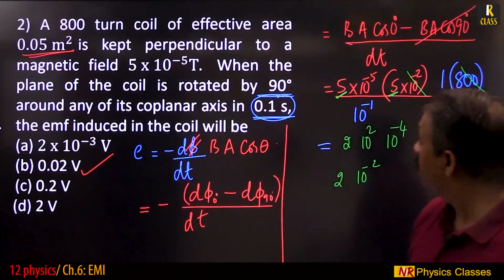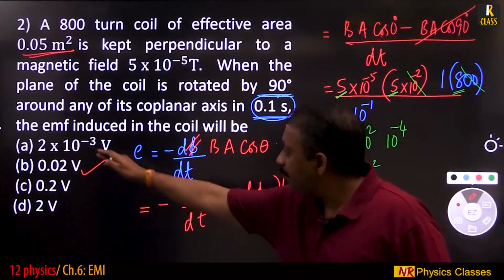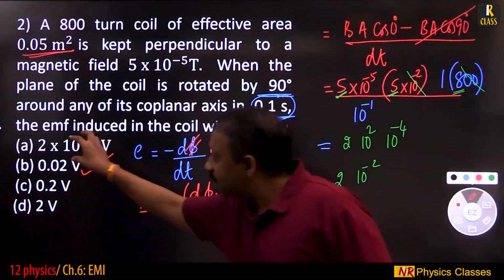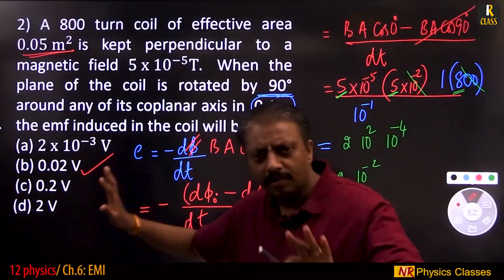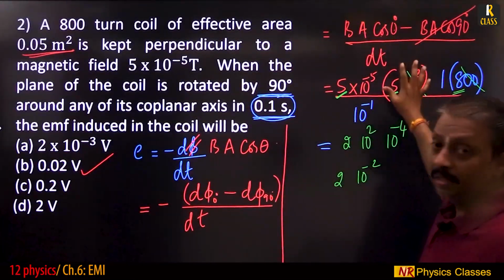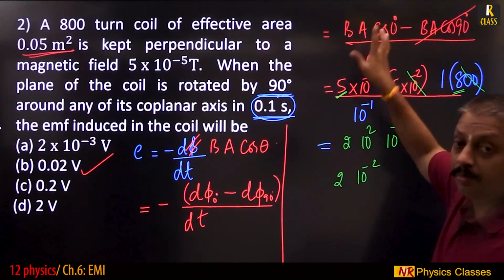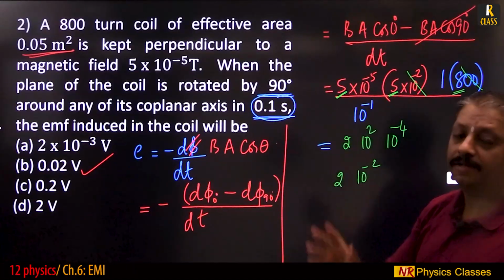Don't worry about this negative sign, because in any of the options there is no negative sign. If you see that there is no negative sign, comfortably try to solve. Don't worry about the sign. But this sign, yes, we want, because it is the difference in flux.